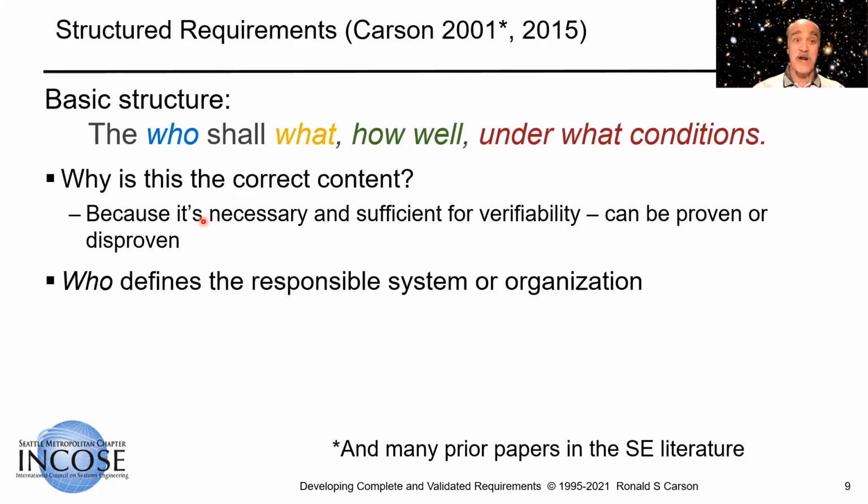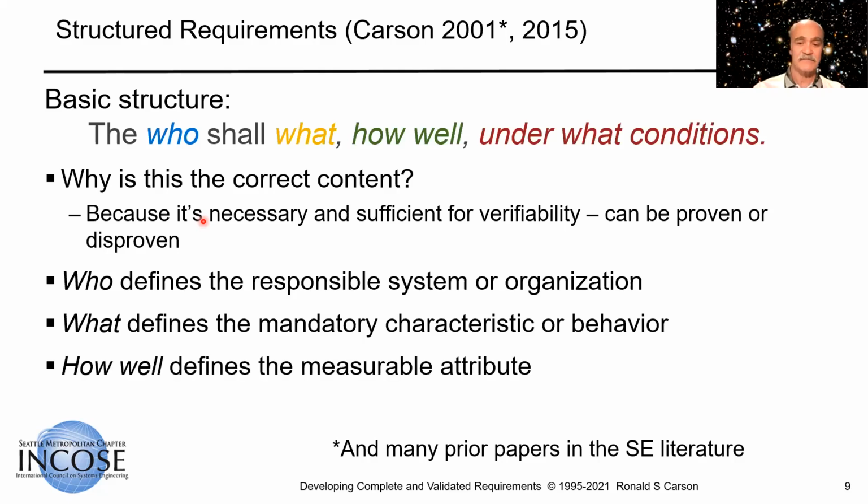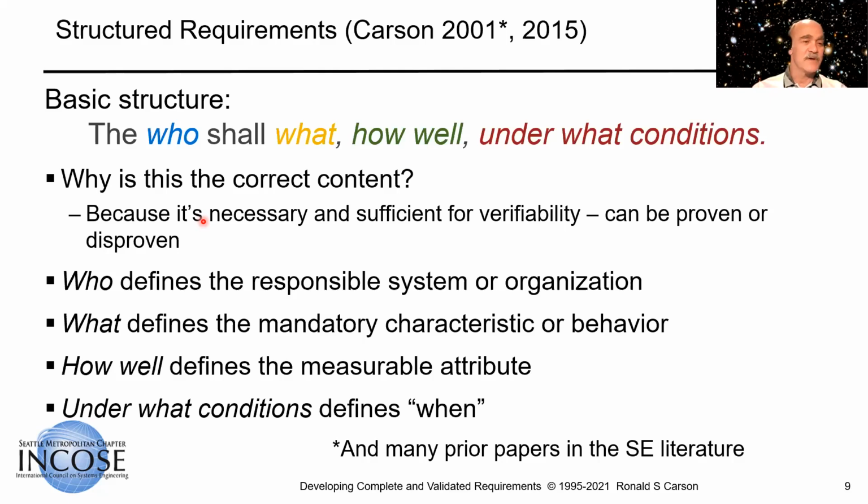So the who defines the responsible system or organization. You know, we are allocating this requirement to this component. The what is the mandatory characteristic or the behavior. What's it got to do, or what must it be? Like it has to weigh a certain amount, or less than a certain amount, or more than a certain amount, or it has to be painted a certain color for some reason. We talked about the how well and the under what conditions.